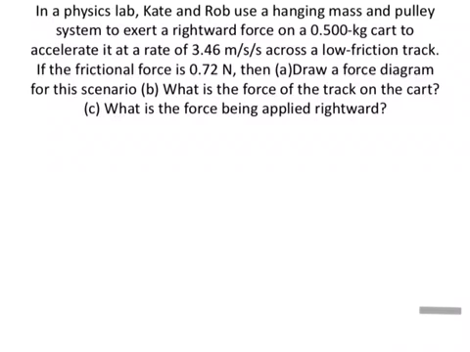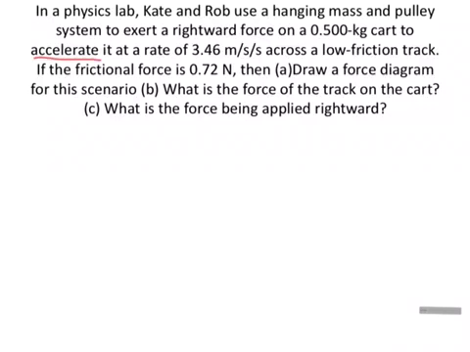All right, so our last problem, it says, in a physics lab, Kate and Rob use a hanging mass and pulley system to exert a rightward force on a 0.5 kilogram cart to accelerate it at a rate of 3.46 meters per second squared. So to accelerate, our force diagram needs to be unbalanced, and they are actually giving me the acceleration value across a low friction track. If the frictional force is 0.72 newtons, draw the force diagram. And then it wants to know what is the force of the track on the cart, and then what is the force being applied rightward on the cart.